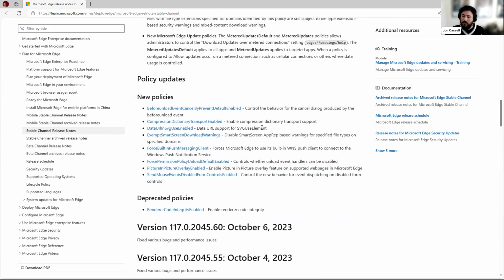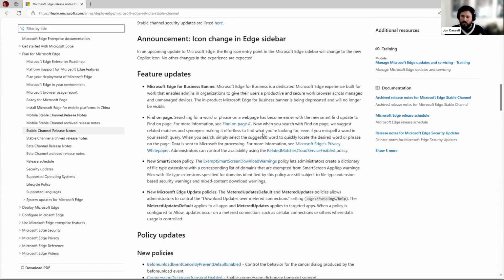Kidding. There are some new policies as well. In this case, there were 8 new policies, 1 deprecated policy. Most of the new policies for administrators are centered, of course, in this fashion month after month, for the administrators of the new features. And as well regarding that new Edge sidebar, the business banner, find on page, and we'll actually see as well that there are some new AI options within Edge.